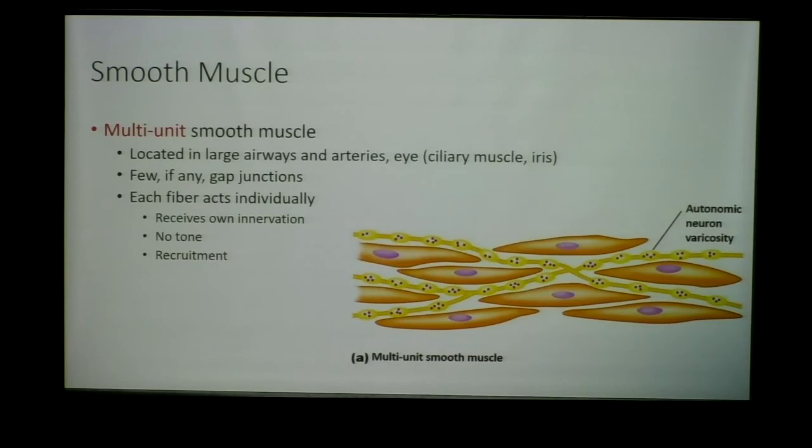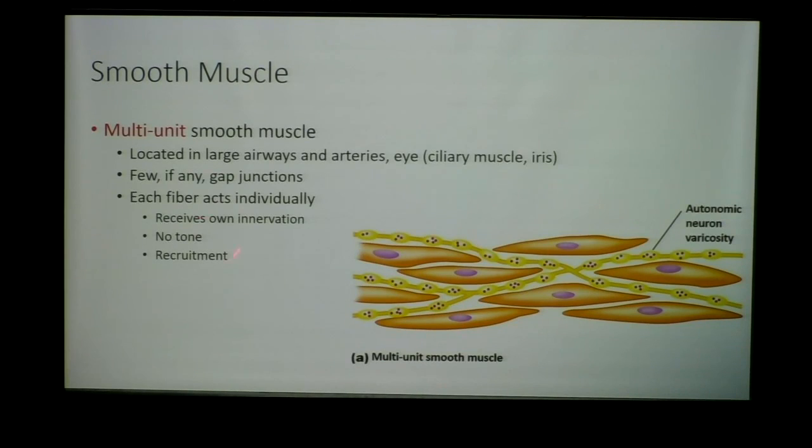Multi-unit smooth muscle, alternatively, we see this in the large airways, the large arteries, so not the smaller arteries, but things like the aorta, the vena cava, those really big vessels, the ciliary muscles and the iris in the eyes. And these do not have gap junctions. They have little to no gap junctions. And so each cell is acting as its own individualized unit. And as such, we can see recruitment. Each cell is being innervated individually by a varicosity on its own. And so we can call on additional units to help these muscles generate more force.